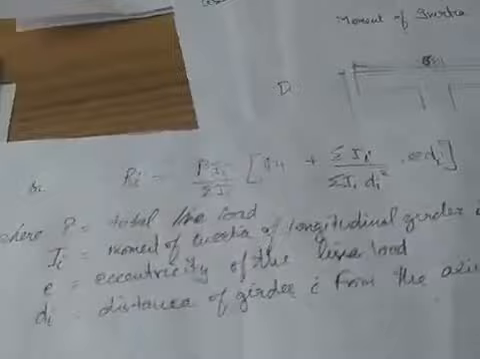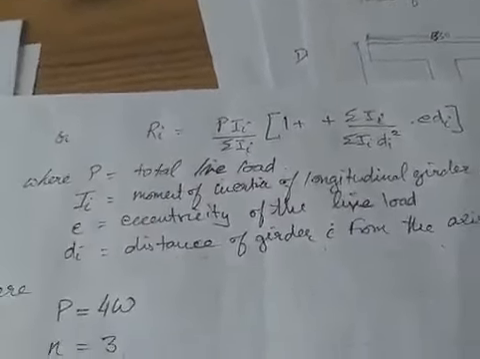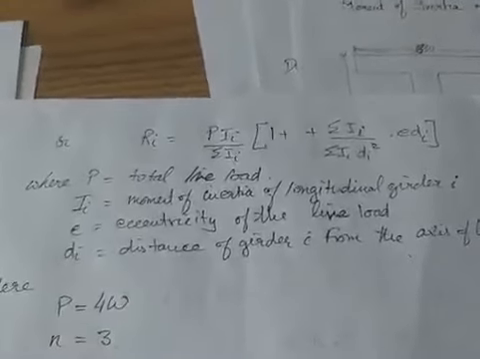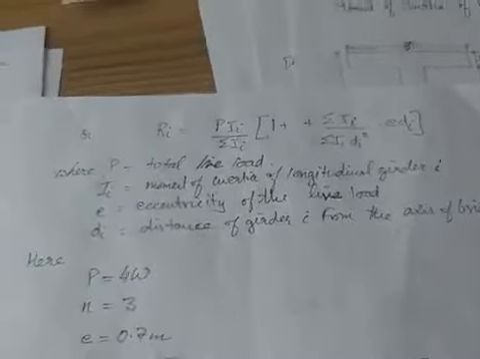So this is one. Let me explain it to you. P is the total live load. I is the moment of inertia of the longitudinal girder which is being considered. E is the eccentricity of the live load. Then Di is the distance of girder I from the axis of the bridge.